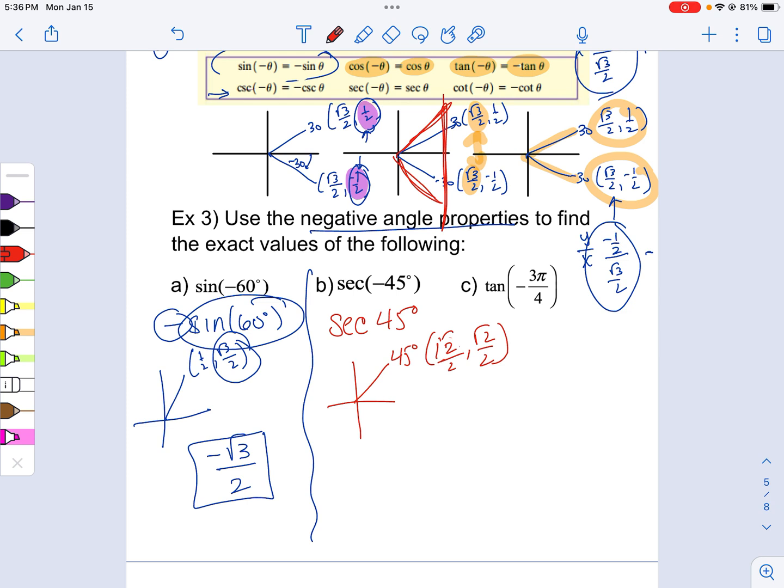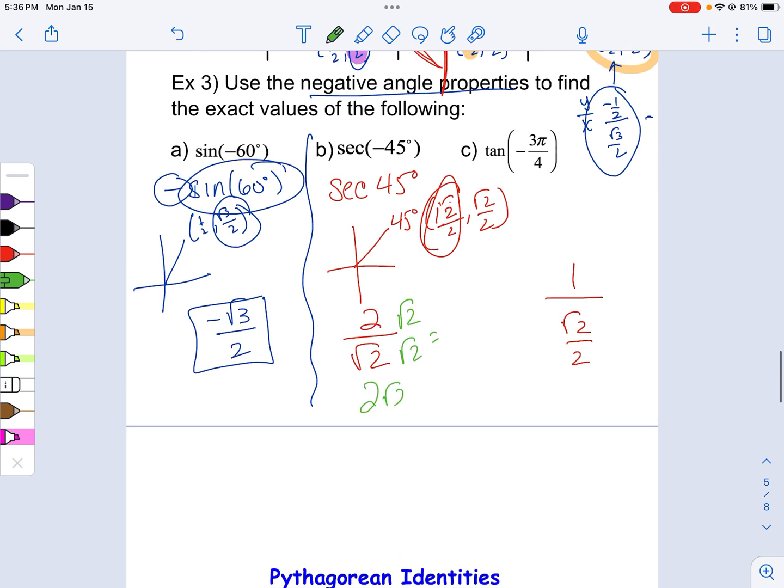So secant is the reciprocal of cosine. Cosine is my x value. So I just have to take that and flip it. So I get 2 on top and root 2 on the bottom. You also could do 1 over root 2 over 2, which would turn into that, which we've talked about before. And then if I rationalize, I get root 2 on top, root 2 on the bottom, which gives me 2 root 2 over 2, and then my 2's reduce, so I end up with just positive root 2.